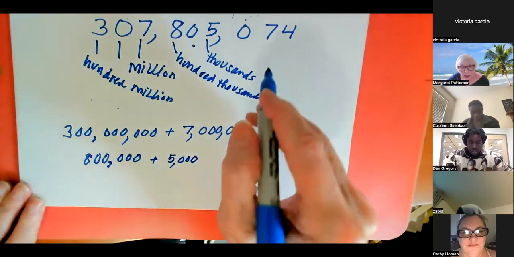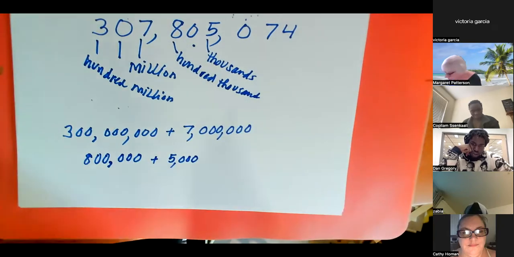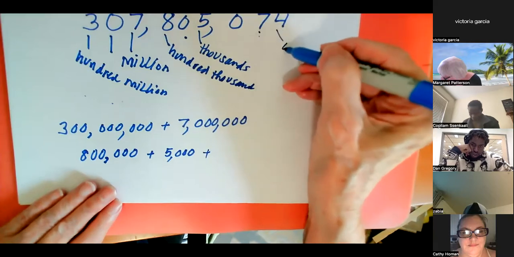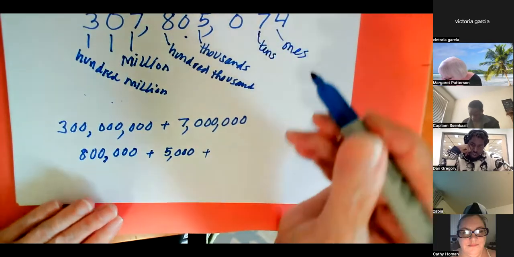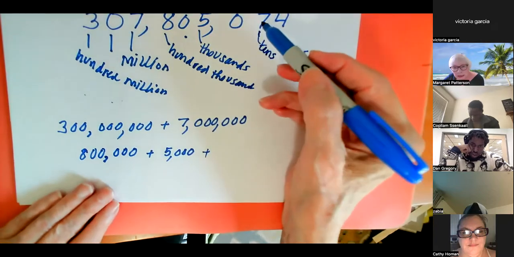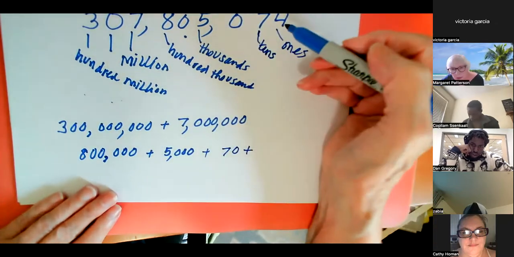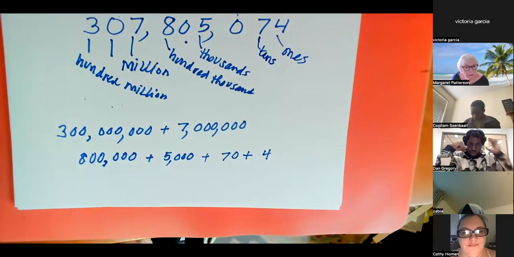Okay. And finally, this last little bit is just plain old 74. Sometimes my pencil freezes; sometimes it'll come out, sometimes it won't. Ah, there it did. So this would be the ones, and this would be the tens. So this would be 7 tens, so that would be plus 70. And this would be just 4 ones, so that's just plain old plus 4.